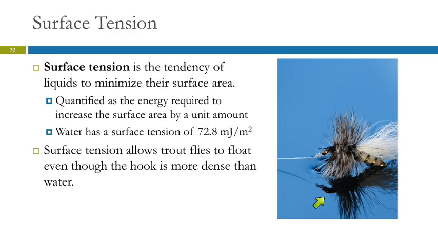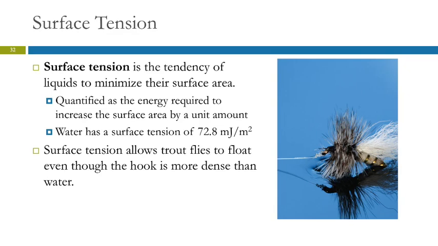Why does this fly float on the water? Yeah, it's not very heavy, but it's more dense than water. If you put it underwater and get it all wet, it will sink to the bottom. But if you just lightly plop it onto the surface, it'll float because of the surface tension of the water. Surface tension is a tendency of liquids to minimize their surface area.